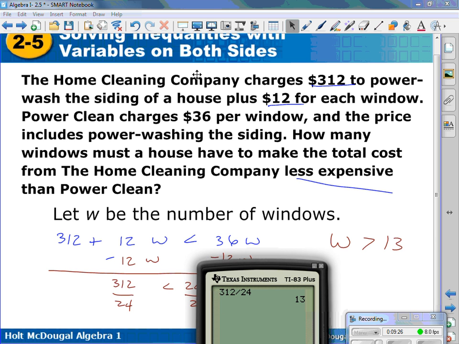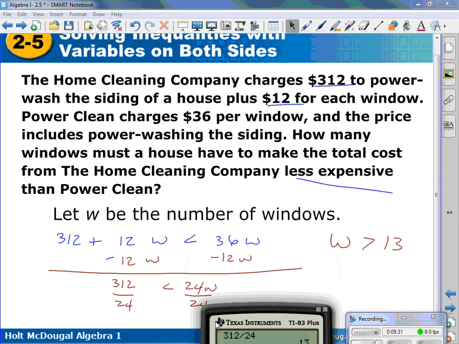Otherwise, what? No, the way I flipped it is so W is first. It would be 13 is less than W, so I flipped it so W is greater than 13. I just flipped it so it looked different, not that it did anything to the problem. When I solve it, it says 13 is less than W. I flip it so W is greater than 13.